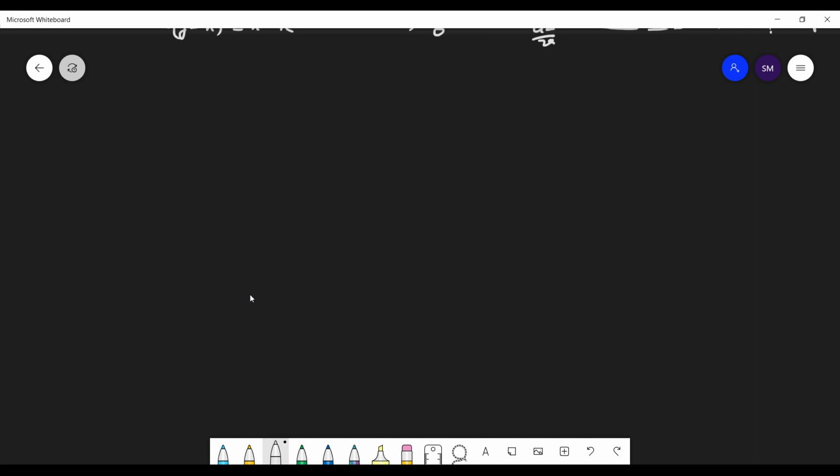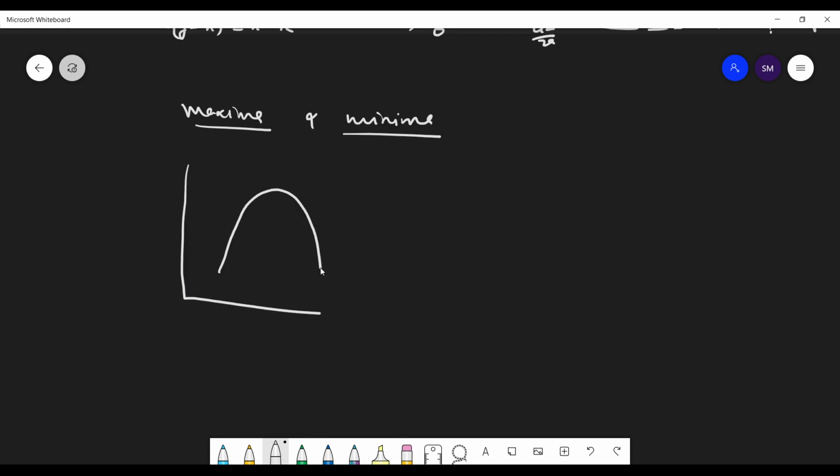Now, one more thing that we need to learn is maxima and minima. Okay, we have learned a lot of things, students. Now we are going to find what? Maxima and minima. Suppose you have a graph like this, so you have maxima over here, and if you have a graph like this, you will have minima over here.